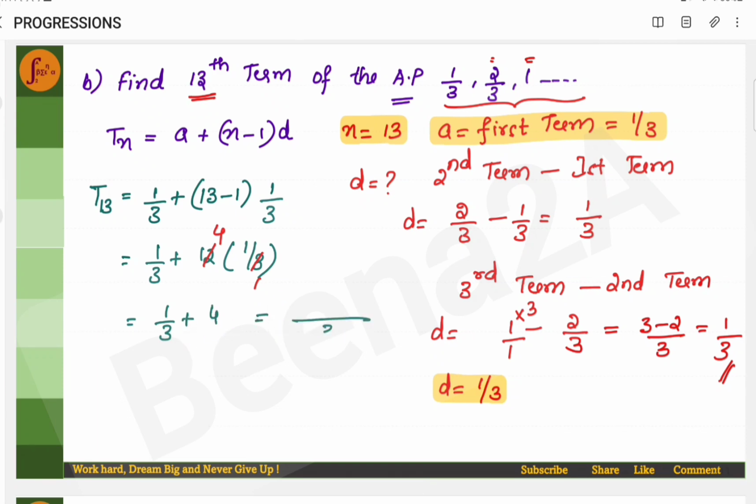Let me take the LCM. The LCM is 3. To get the LCM of 3, I have to multiply the denominator 3 times. But I should not multiply with the denominator, I should multiply with the numerator. So 4 into 3 is 12, which is nothing but 13 by 3. So T13 is 13 by 3. So the 13th term is 13 by 3.